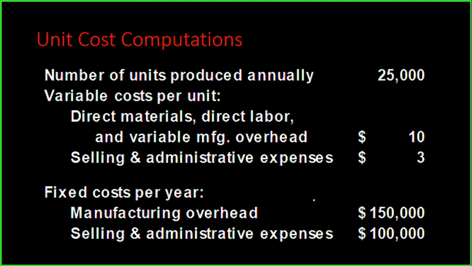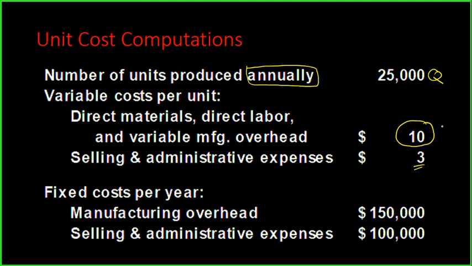Let's have an example. Assuming we have this problem, no, wherein you have this company who every year produces 25,000 units, and you have the following cost, okay? Now, in this case, the cost for your direct materials, direct labor, and variable manufacturing overhead was already totaled, summed up into 10. Ayan. Your variable selling and admin is 3.